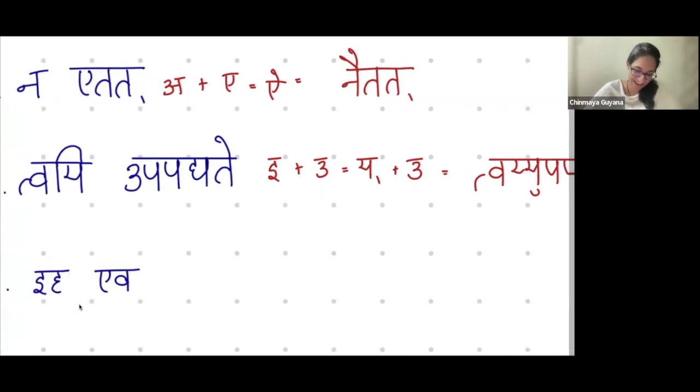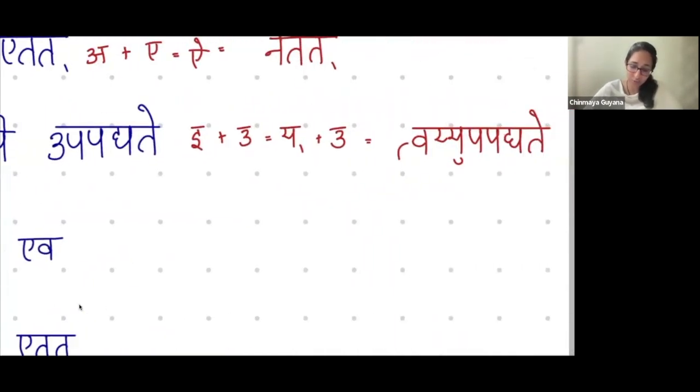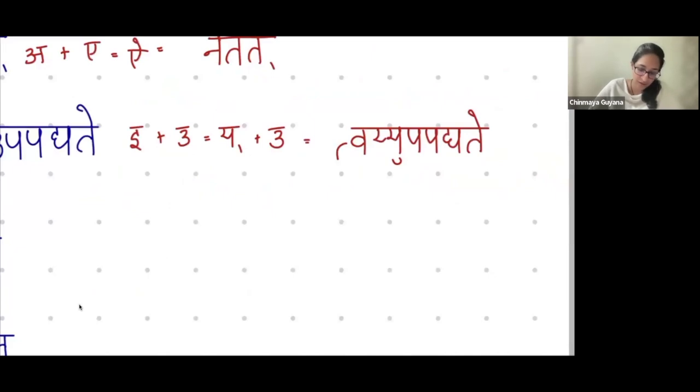Okay. All right, next. Tvayupapadyate. I hope everyone got this double ya. This is how you write the double ya. Tvayupa. Okay.